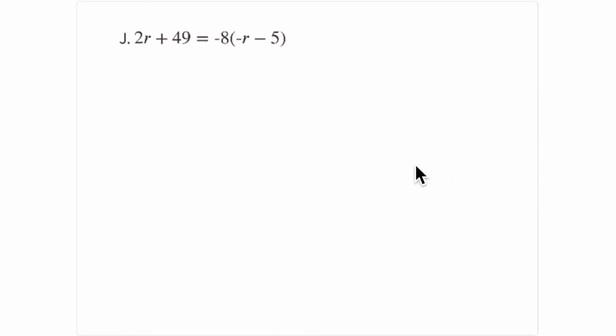This is equation J, and the one part to pay attention to in this problem is distributing this negative 8. So this is negative 8 times negative r minus a negative 8 times a positive 5. This is a positive 5 right here. And to make this a little bit easier for me to deal with, it might not be for you, but for me it is, I'm going to change this to addition.